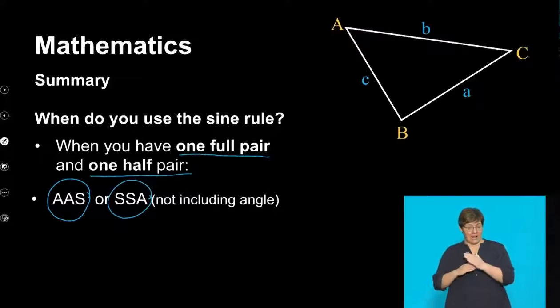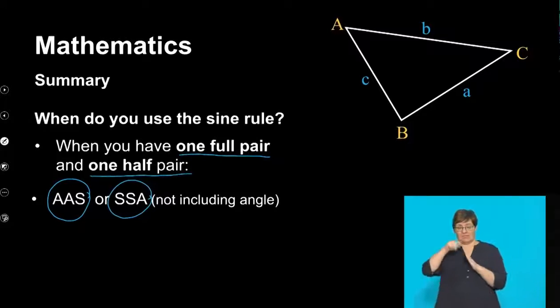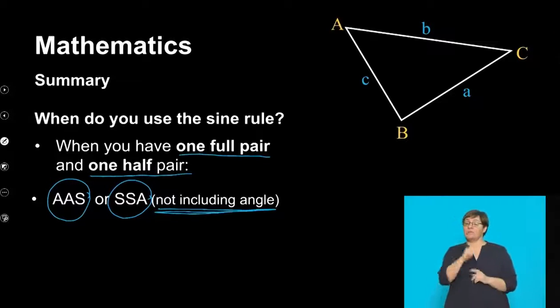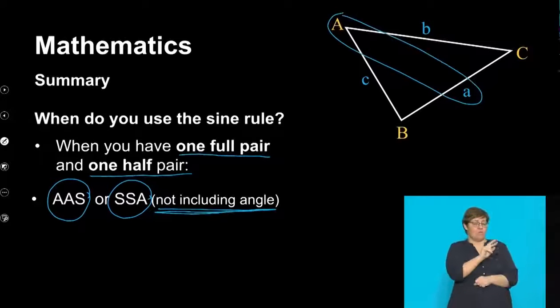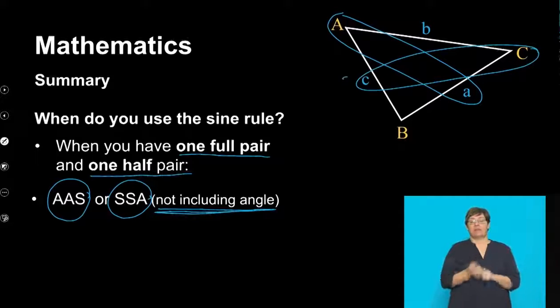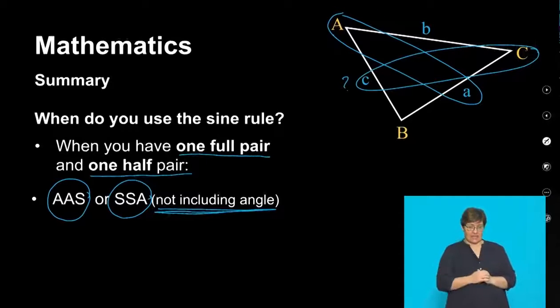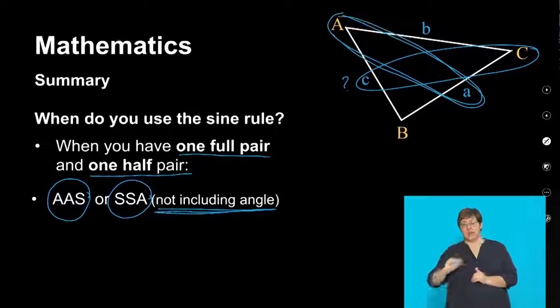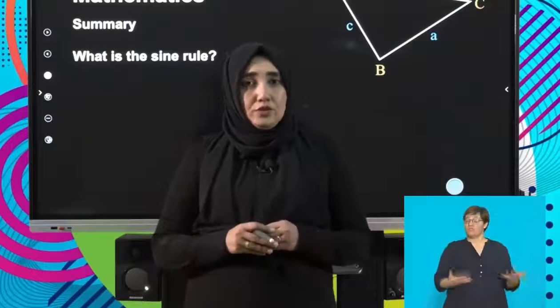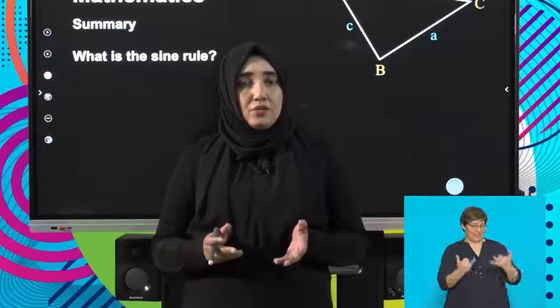What's important about this is that angle is not the including angle. Basically, when we're using the sine rule, you can use any full pair and any half pair. So if I wanted to find C, I need to be given angle C and any other pair along with it. We've almost reached the end of our lesson for today, where we dealt with the sine rule.